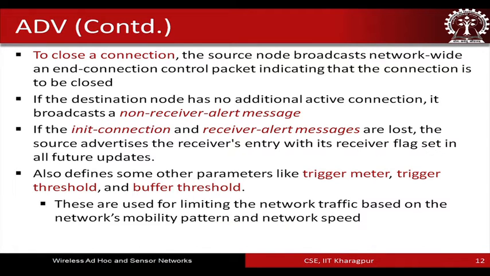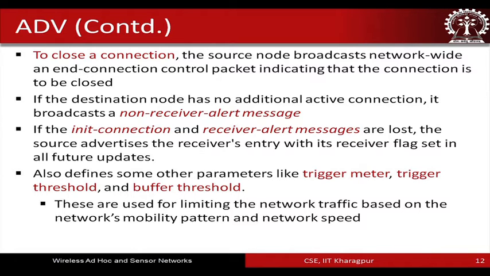Now, to close a connection, the source node broadcasts the network-wide end connection control packet indicating that the connection is to be closed. So, end connection is the control packet that is broadcast by the source node to the entire network when it is required to terminate a connection. If the destination node has no additional active connection, it broadcasts a non-receiver alert message, again a type of message that is proposed in this particular protocol, the ADV protocol.